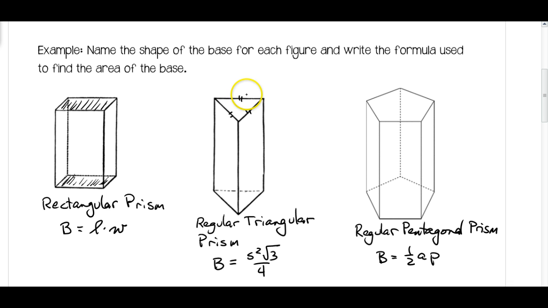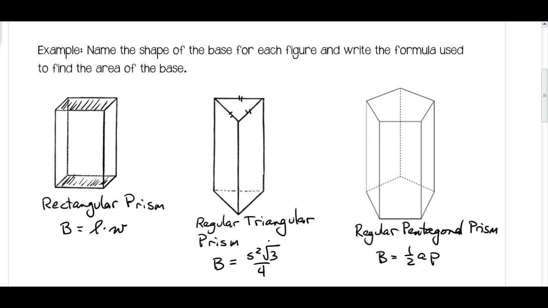For the second figure, notice the tick marks that I've added there. So this is an equilateral triangle. We could call it a regular triangle if we wanted to. So we could call this a regular triangular prism. And the area of the base, since it's an equilateral triangle, we can use s squared root 3 over 4.